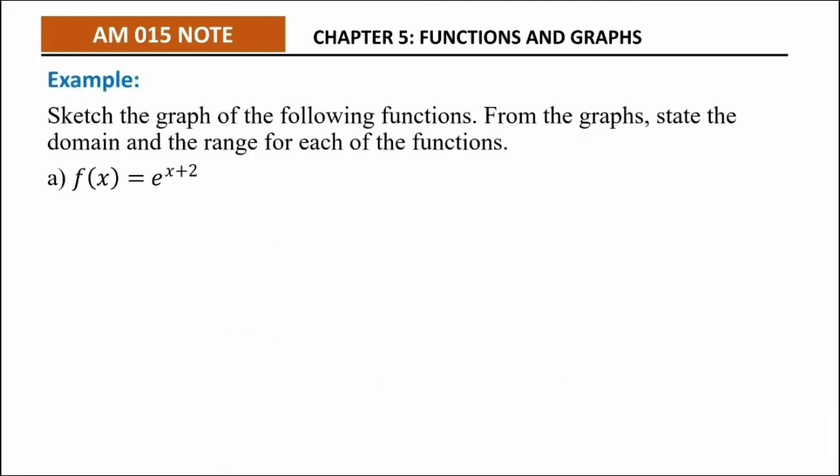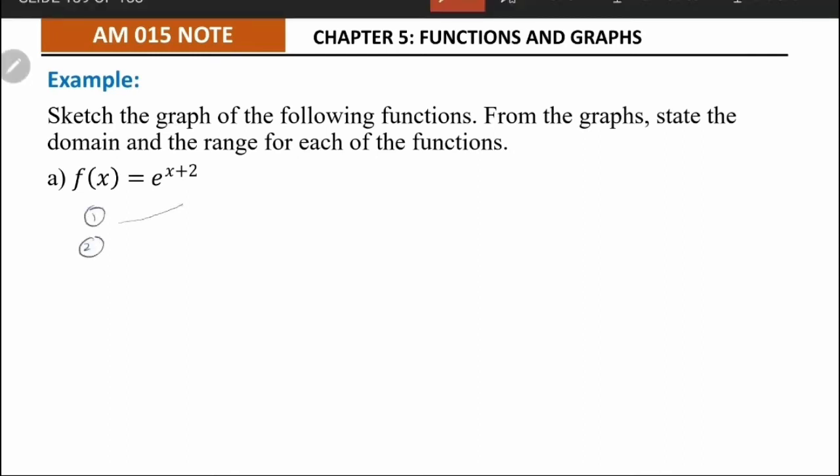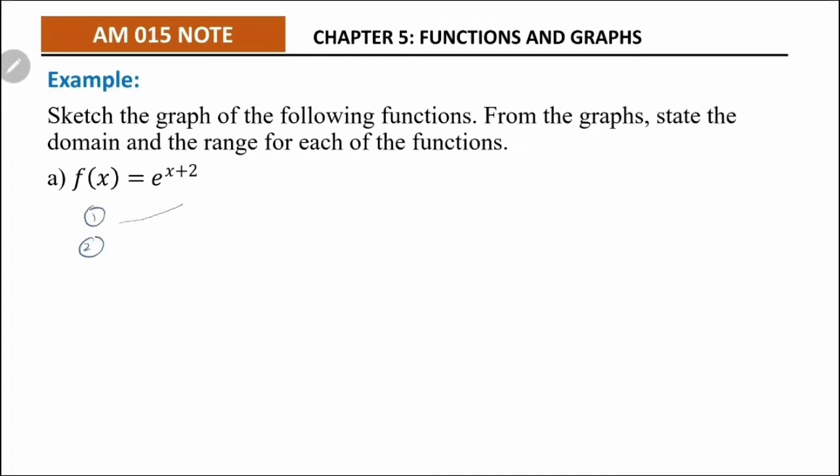Example: sketch the graph of the following functions. From the graph, state the domain and range for each function. A, f(x) = e^x + 2. e is positive, x is positive, so the shape is going up. Next, the asymptote is the added constant. Since the constant is 0, the asymptote is at y = 0. The asymptote y = 0 is here.